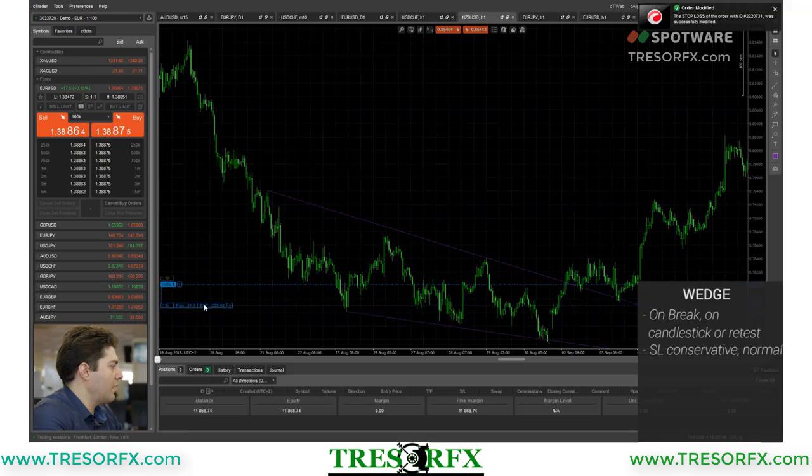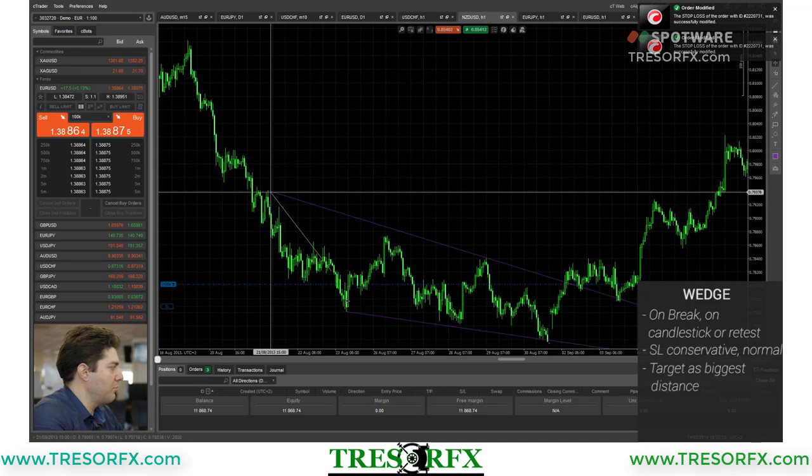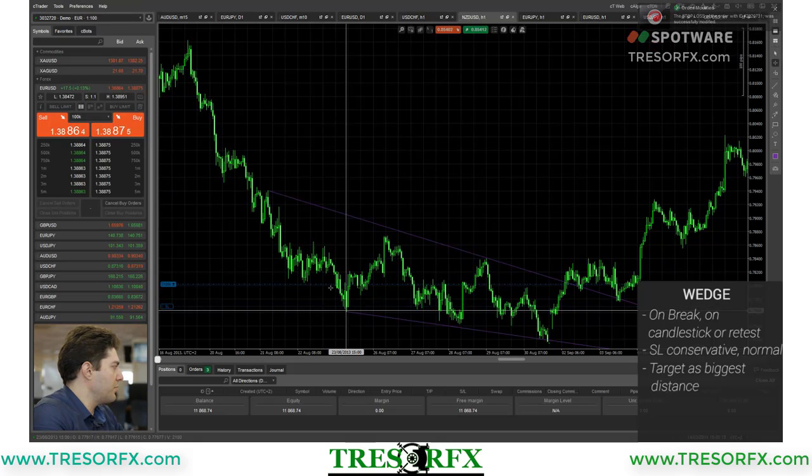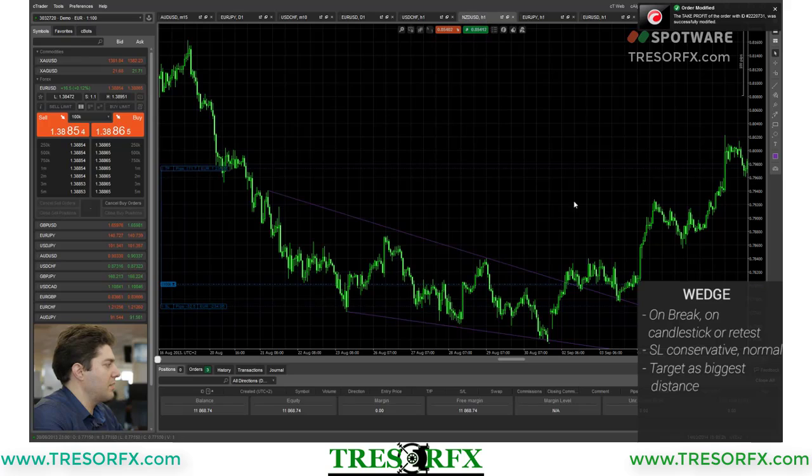Our stop loss is conservative like here or here, less conservative on the bottom. And the take profit that we want to get is the biggest distance between these two lines. So if we measure this distance, it's 175 pips. So we're going to place our take profit at 170, and that's the trade. That's how we trade the wedge. If it was an uptrend, the wedge would be going upwards, not downwards. So that's it about reversal patterns.